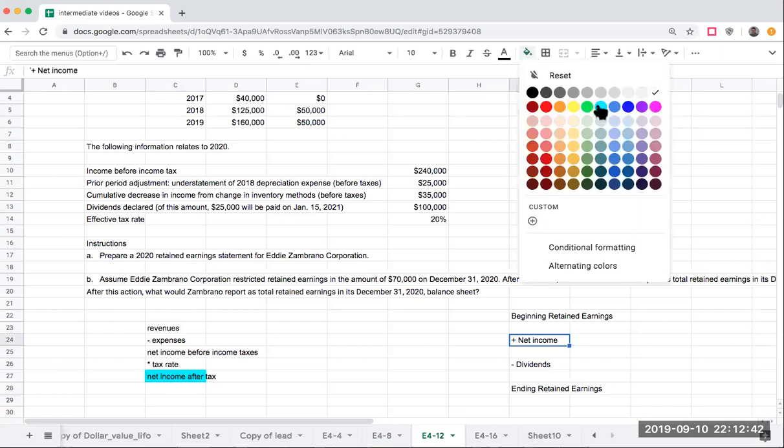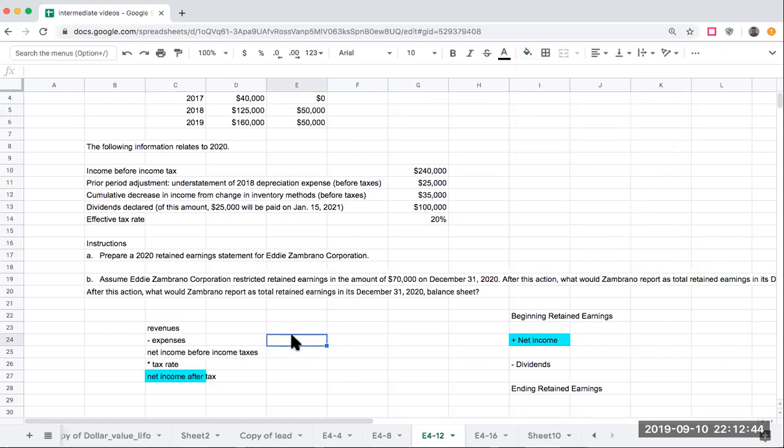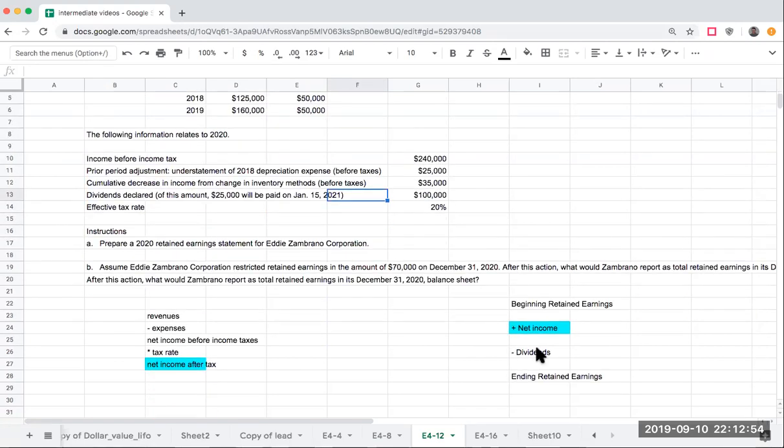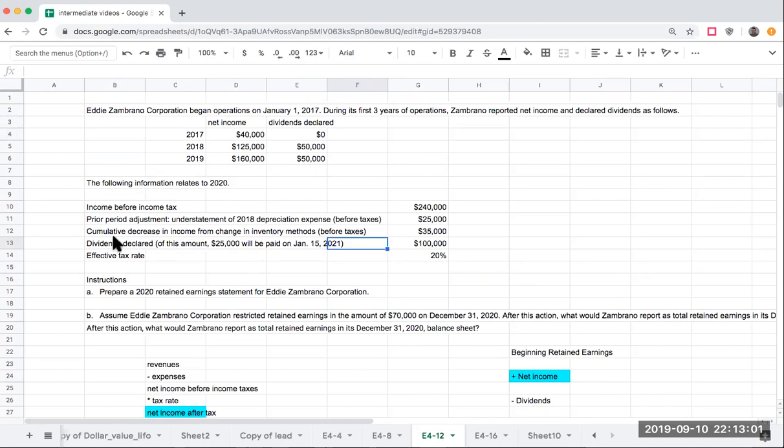So when we look at the statement of retained earnings from an intermediate accounting standpoint, we have to be really careful that we're showing these balances or adjustments net of tax. One of the things I like about this problem is it points out prior period adjustments, cumulative decreases in income from a change in inventory method, and dividends declared. We'll get to that in a moment, but it deals with things where we actually make adjustments to retained earnings.